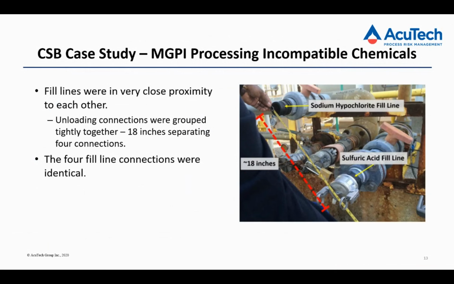So first of all, the 4 fill lines were identical. There were only 18 inches separating the 4 of them at the unloading station, pretty much on top of each other. The padlocks that were used on the dust caps and the dust caps were all identical, and they were all keyed the same. So you could use the same key to unlock any one of those 4 dust caps or any one of those unloading lines.